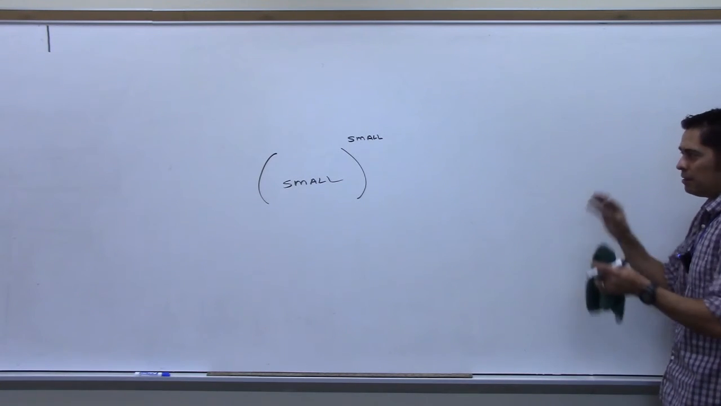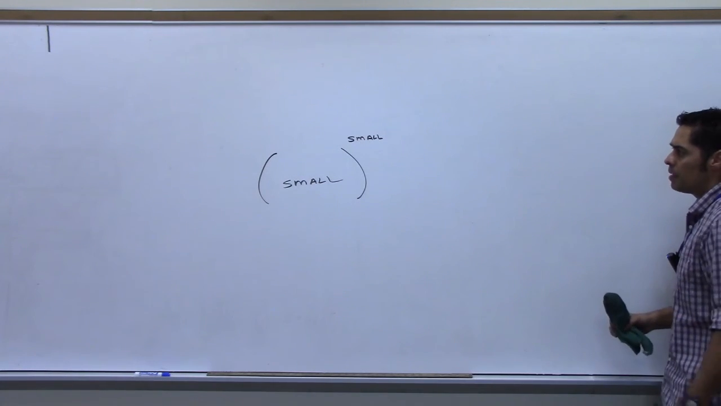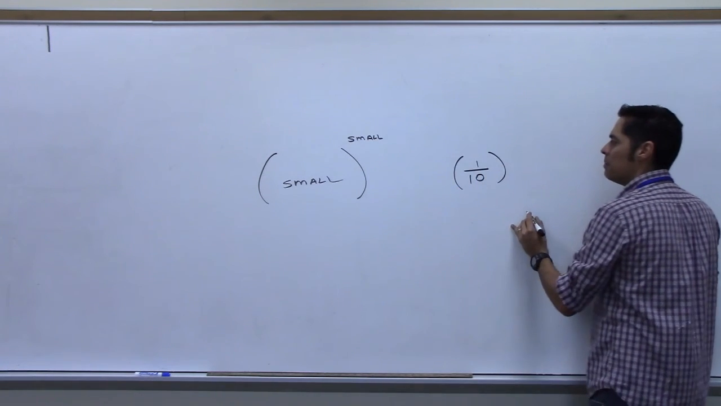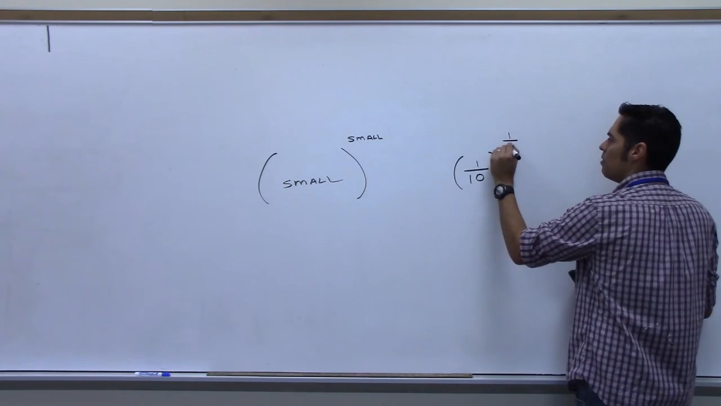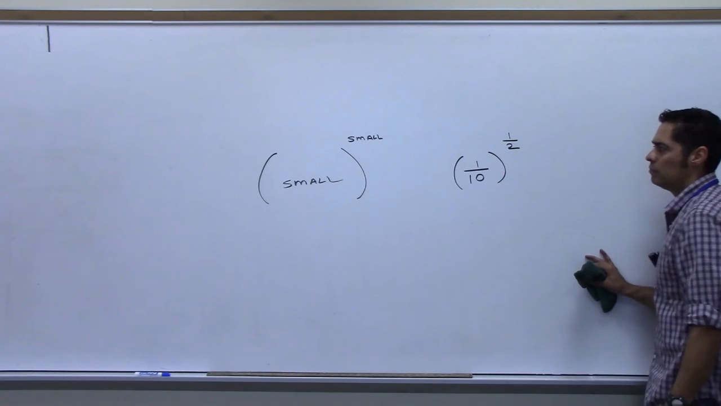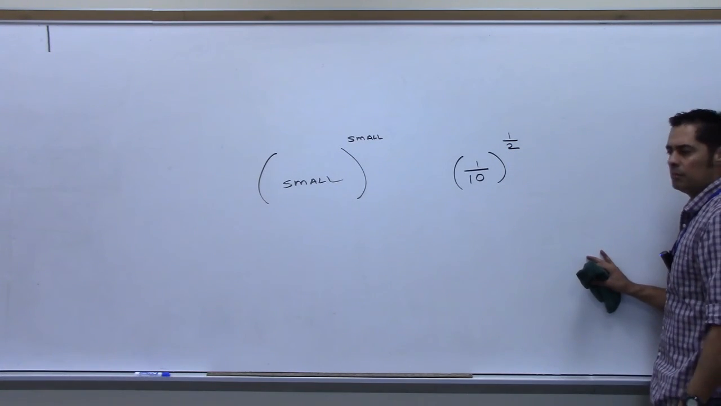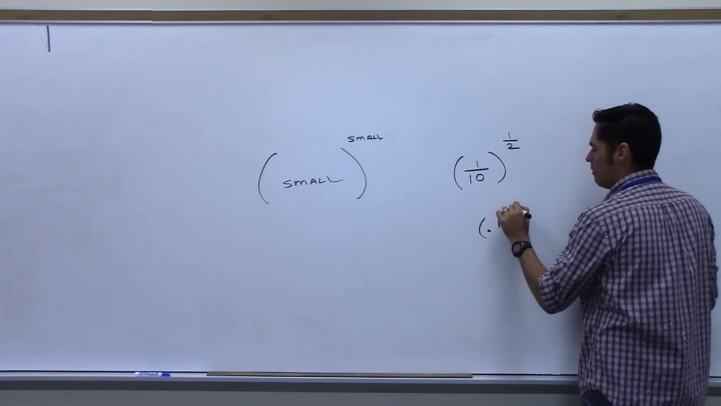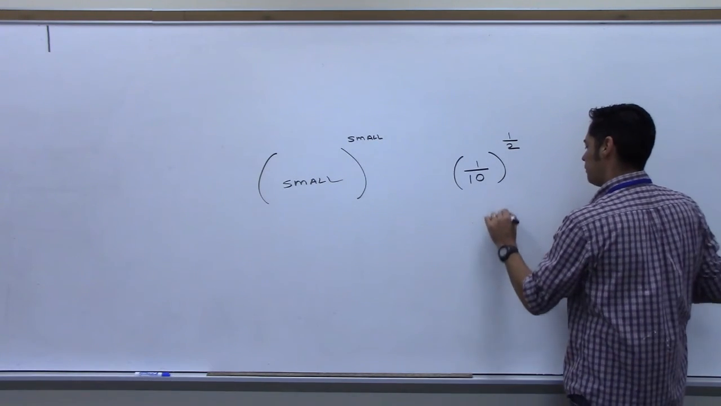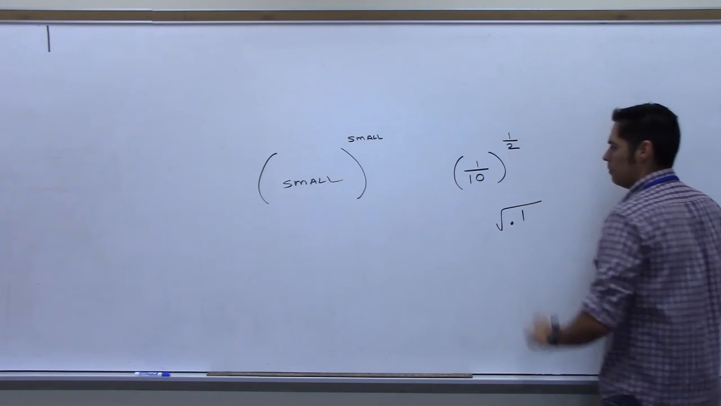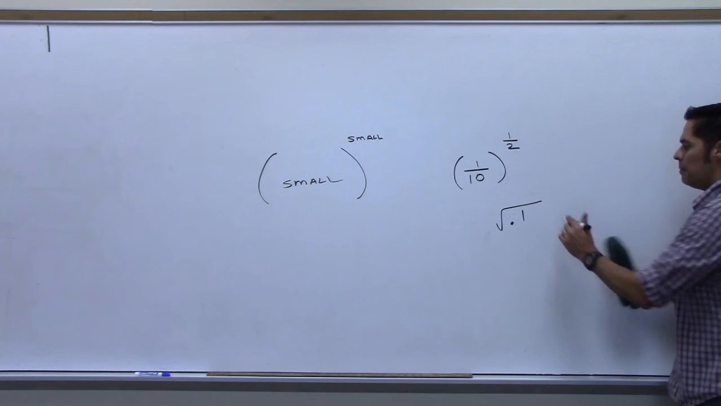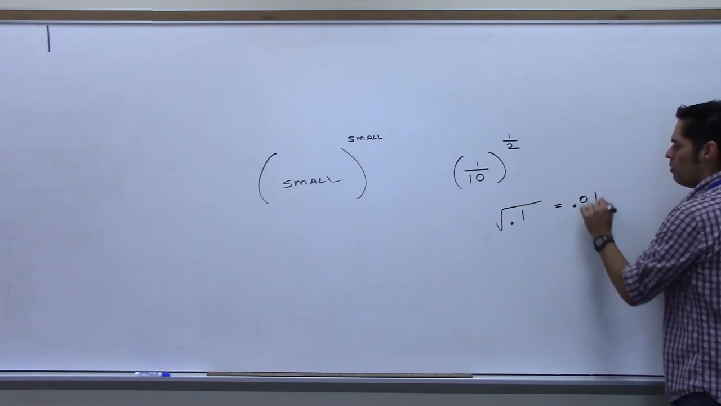Let's start talking about this being small. Let me just take an example. Is 1/10 small? Well, relatively speaking. Raised to the 1/2. That's going to be the square root of 0.1. That's what that would be. So it's small. So that would be smaller, 0.01.